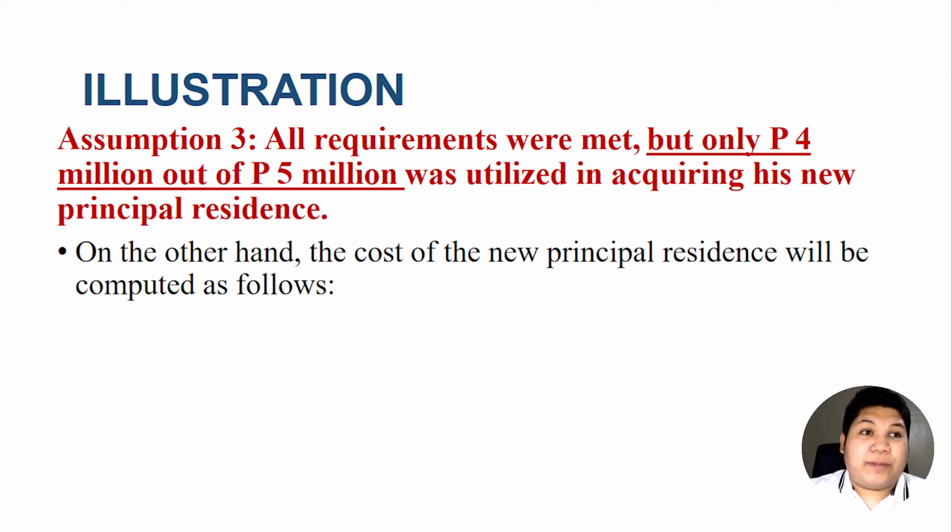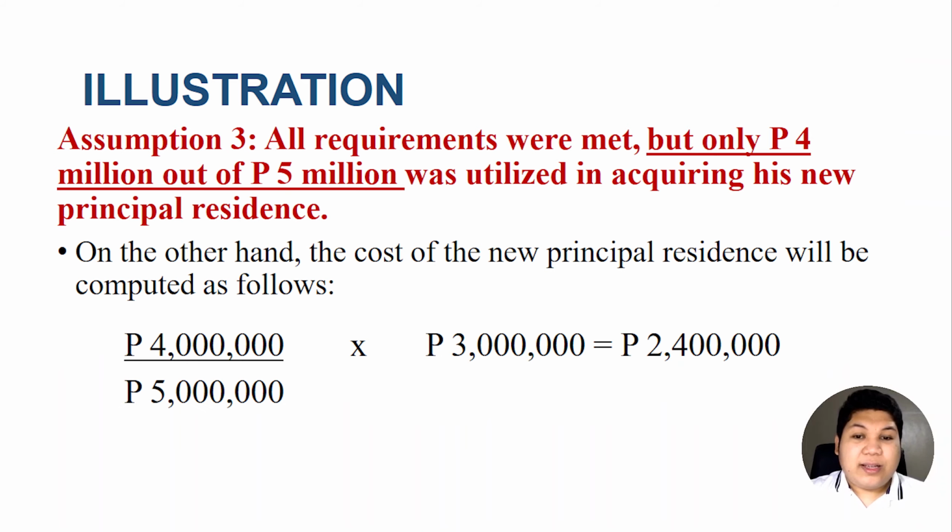So remember that Napoleon intends to use the entire proceeds of 5 million, but he only actually used 4 million out of that 5 million. Also remember that the cost of the old residence was 3 million. Now, we will proportionate that 3 million in respect to the amount actually used to acquire a new principal residence. So we have here 4 million over 5 million. That is the amount actually used by Napoleon to acquire the new principal residence out of the 5 million proceeds, times the cost of the old residence. So the cost of the new principal residence is 2,400,000.